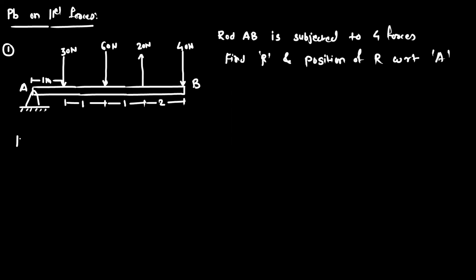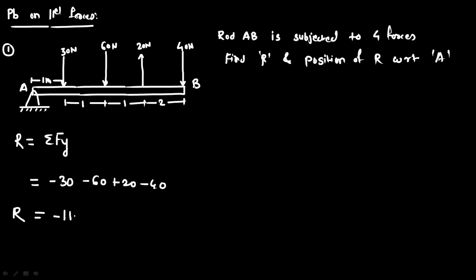So for the parallel force system, the equation is R is equal to summation Fy. Okay, because here all the forces are vertical. So just consider positive or negative depending on the direction. So first is minus 30, second minus 60, plus 20, minus 40. Okay, so R is equal to, so this is minus 90, minus 130 plus 20. So minus 110 Newton.